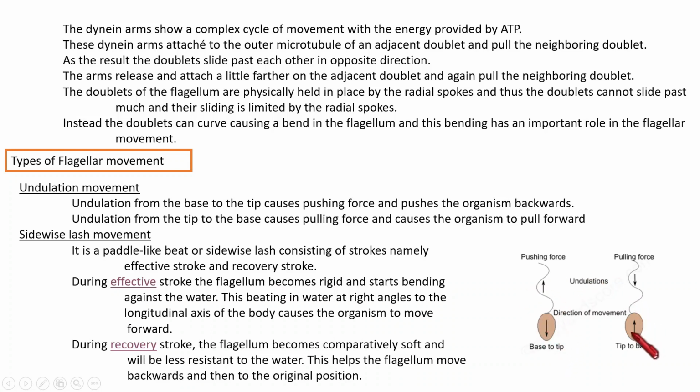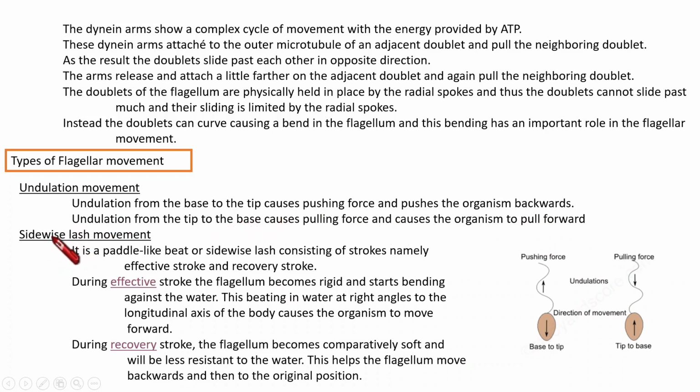Coming to the next one here, a pulling force. Pulling force means it is pulling water, taking water towards the direction of the attachment of its flagella. During that time, the protozoan is moving forward. By pulling water towards it, it is moving forward. So those are the two types of undulation movement.